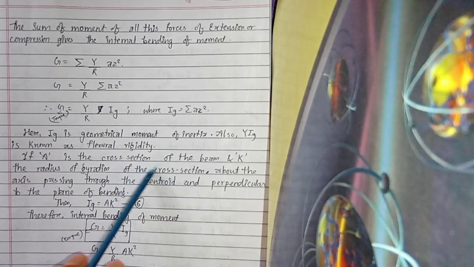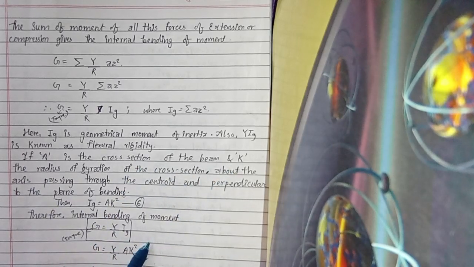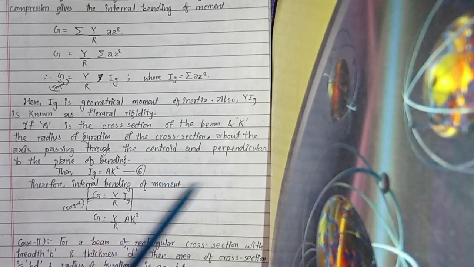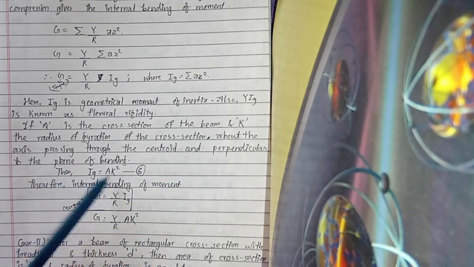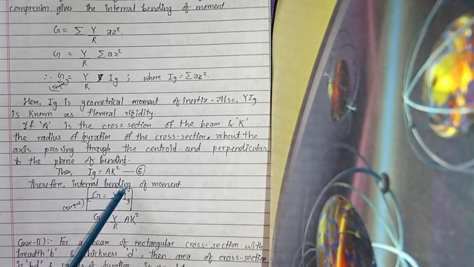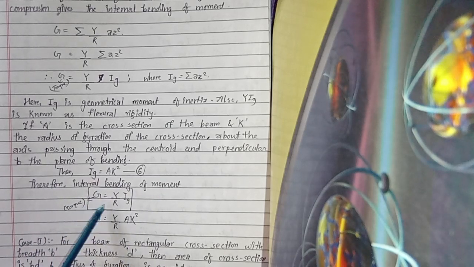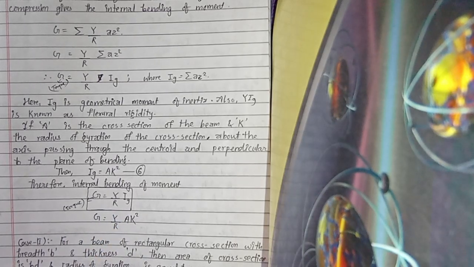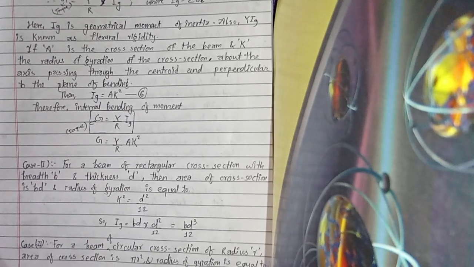If A is the cross-section area of the beam and K is the radius of gyration of the cross-section about the axis passing through the centroid and perpendicular to the plane of bending, then Ig is equal to A K square. So the internal bending moment G is equal to Y by R Ig, or G is equal to Y by R A K square. You can see the case for a rectangular beam and for a circular beam.